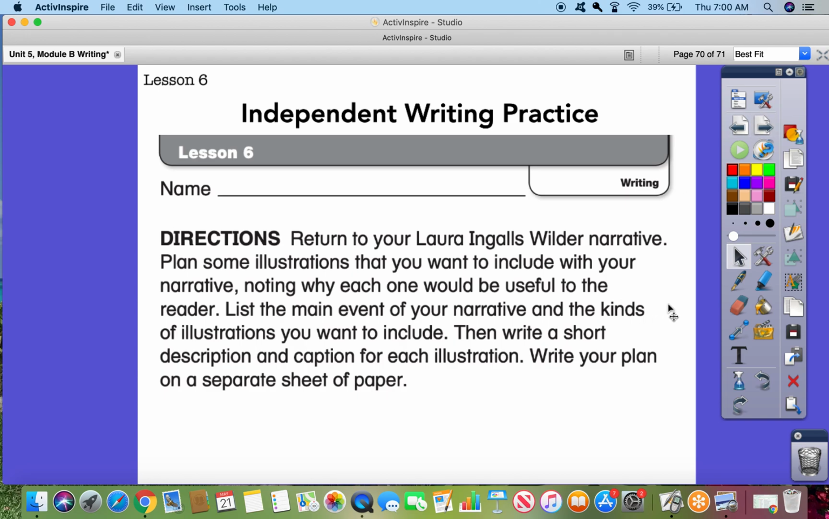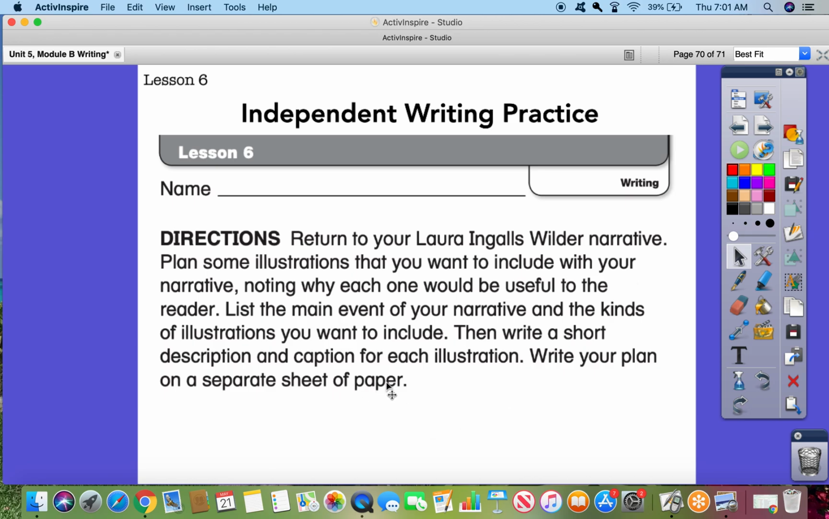So in your online writing journal, under Lesson 6, you will return to your Laura Ingalls Wilder narrative. Plan some illustrations that you want to include with your narrative, noting why each one would be useful to the reader. List the main event of your narrative and the kinds of illustrations you want to include. Then write a short description and caption for each illustration. Write your plan on a separate sheet of paper.